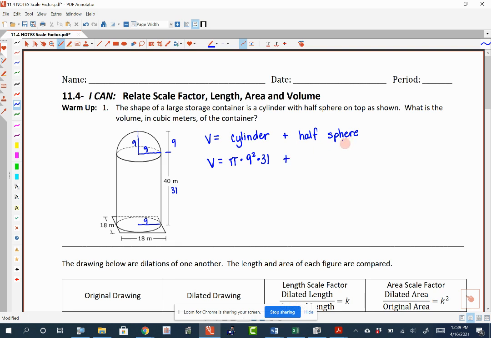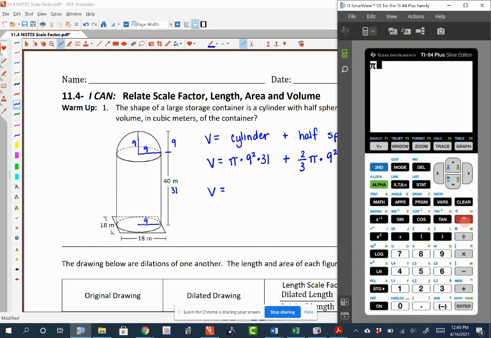Plus half of our sphere. So I'm going to go ahead and think about my formula with the 2/3 pi times the radius cubed. So we're looking for the volume, so we should be able to plug all of this into our calculator the way we've got it written out. So I'm going to take my pi times my radius squared times 31. But I need to add to that 2/3 times pi times that radius.